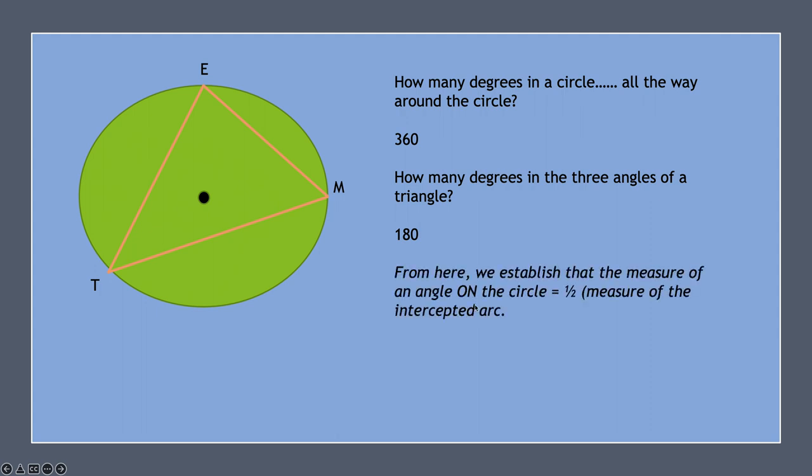So from here, we establish this principle that the measure of an angle on the circle, like an inscribed angle, is half the measure of the intercepted arc. Sorry for not closing the parenthesis on that. If the angle is on the circle, the measure of the angle equals 1/2 the measure of the arc. Now, I want to be perfectly clear and say that there is one exception to this when a secant meets a chord, but we'll deal with that if and when we come to it. For now, we won't worry about that exception.